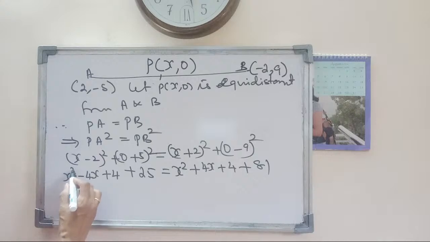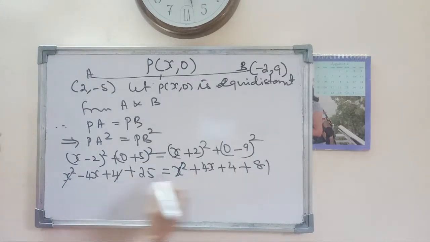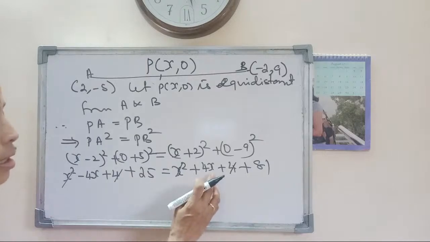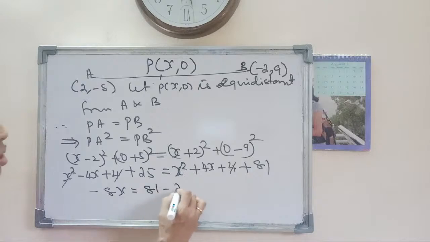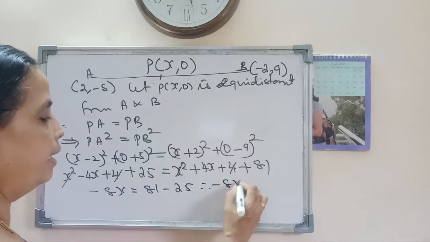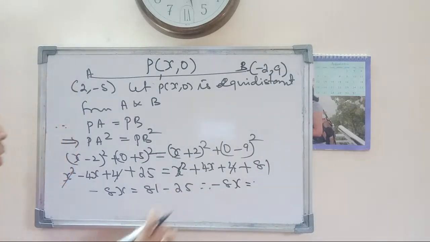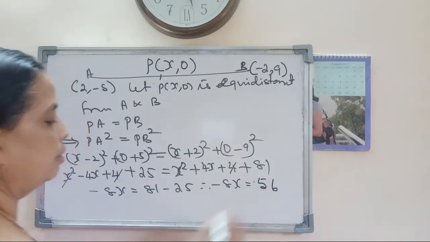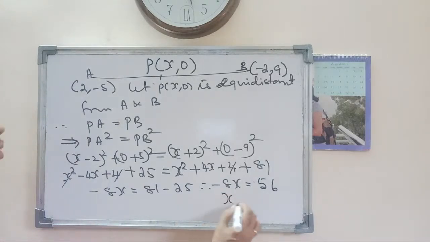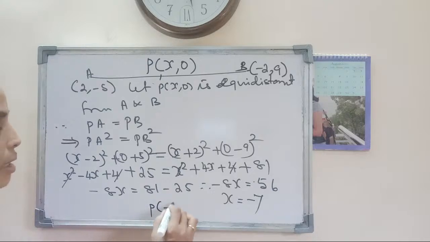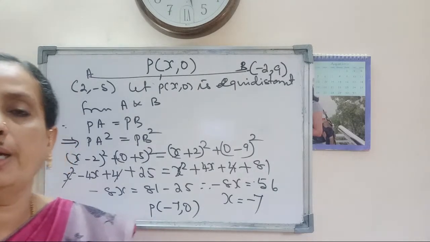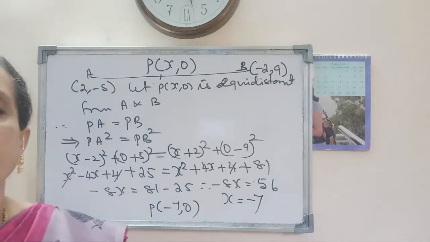Now can we cancel x square here? Plus 4, but we cannot cancel this. When I transfer here, it becomes minus 8x equals 81 minus 25. Minus 8x equals 56, correct? Therefore, x equals minus 7. When x equals minus 7, the point on the x-axis is (-7, 0). When it is on the y-axis, we write it as (0, -7).